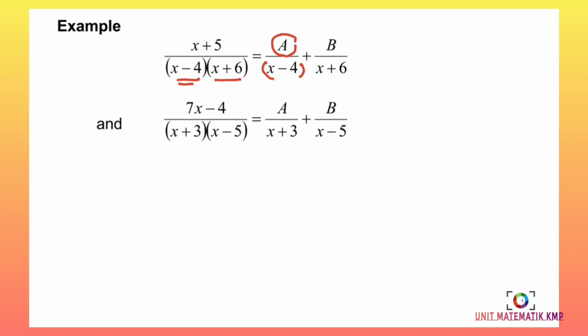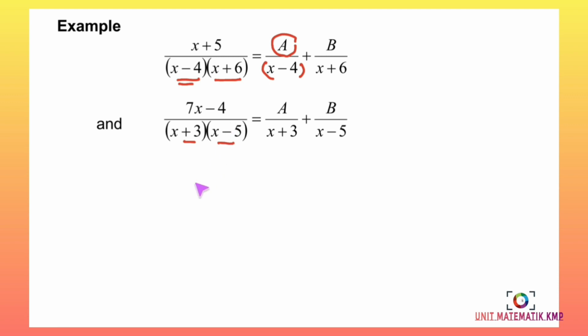Okay. Second example, let's say we have (7x minus 4) over (x plus 3) times (x minus 5). Both factors here are linear factors. So to split into partial fractions, it should be a over (x plus 3) plus b over (x minus 5).